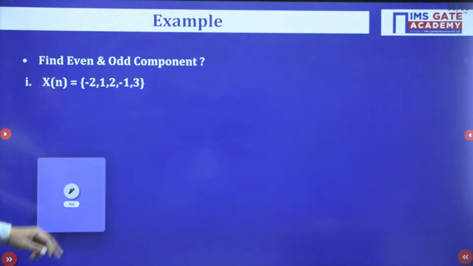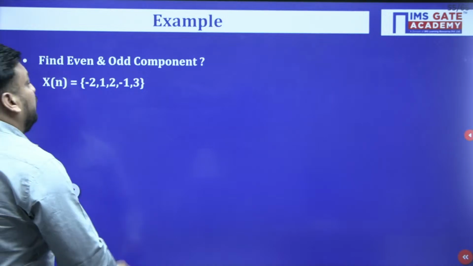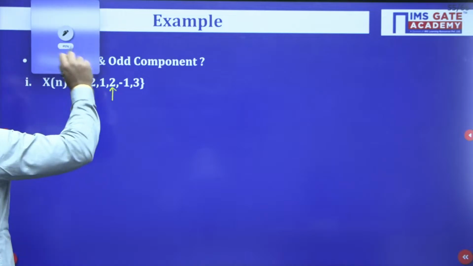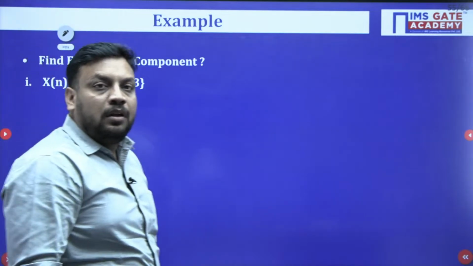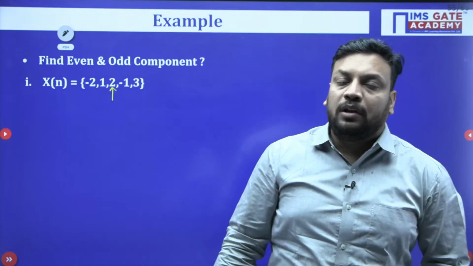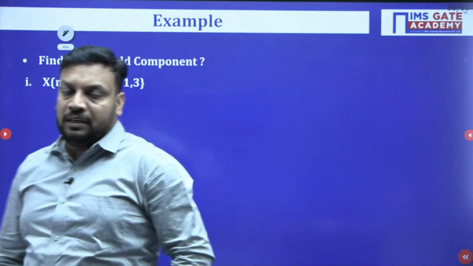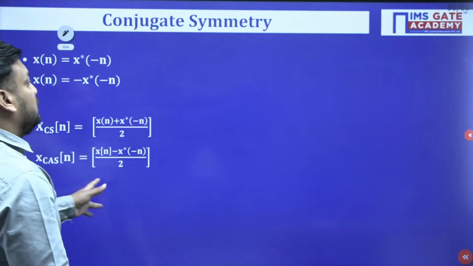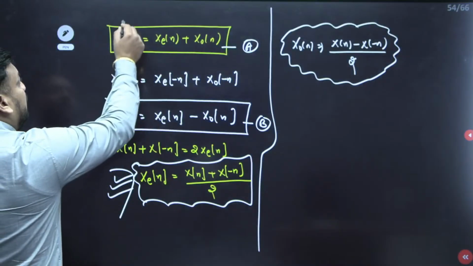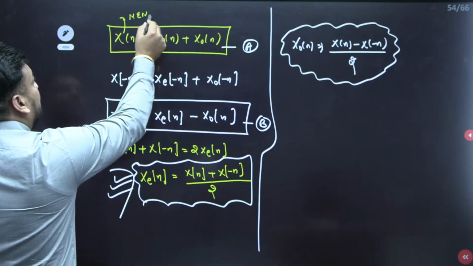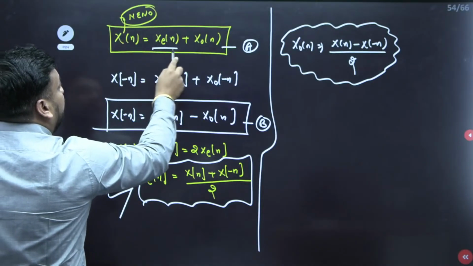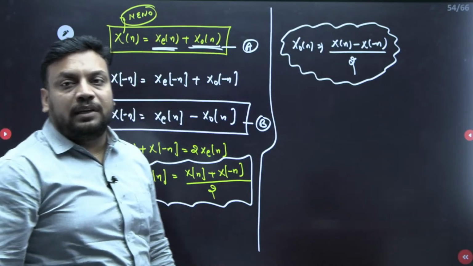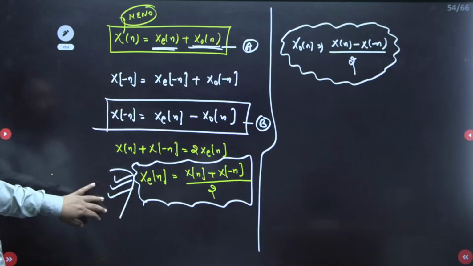Now suppose we need to find the even and odd component of this signal, where here is the origin, and this is the sequence representation. Right now you can only find the even and odd component of a signal which is neither even nor odd. In the last example, x of n is such a signal because it is a combination of even and odd. Even plus odd, or even minus odd, is always a signal that is neither even nor odd.